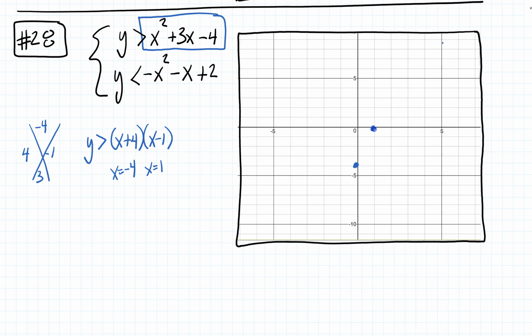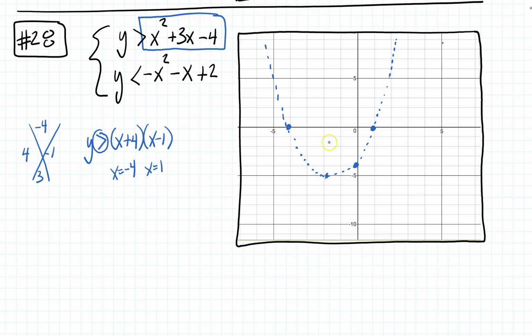So here's +1, and then here's -4, and the sketch of my vertex is looking something kind of like this, if I had to make a guess. It looks something like this, and I could find the vertex by taking -b over 2a and then seeing where that point would be. But notice that my graph is dotted because it says strictly greater than.